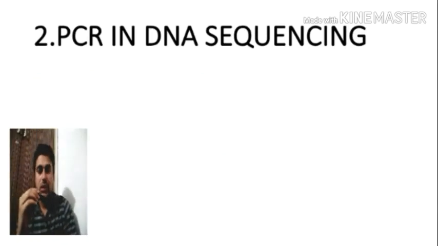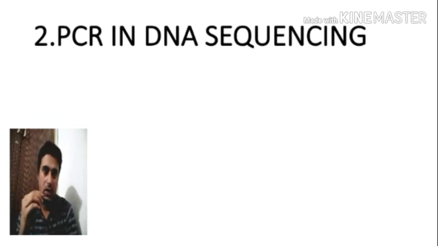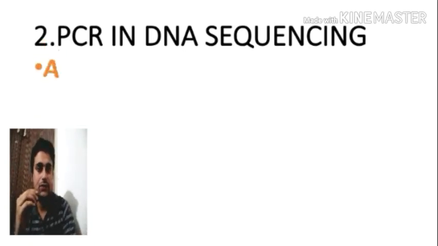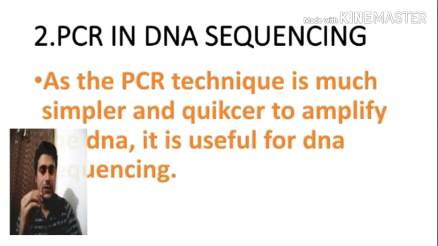The next application is that it is helpful in DNA sequencing. So what is DNA sequencing? DNA is a polynucleotide made up of many single nucleotides. If you know the sequence of the nucleotides, it is very helpful in genetics as well as biotechnology. We call this technique DNA sequencing. As the PCR technique is much simpler and quicker at amplifying DNA, it is useful for DNA sequencing.